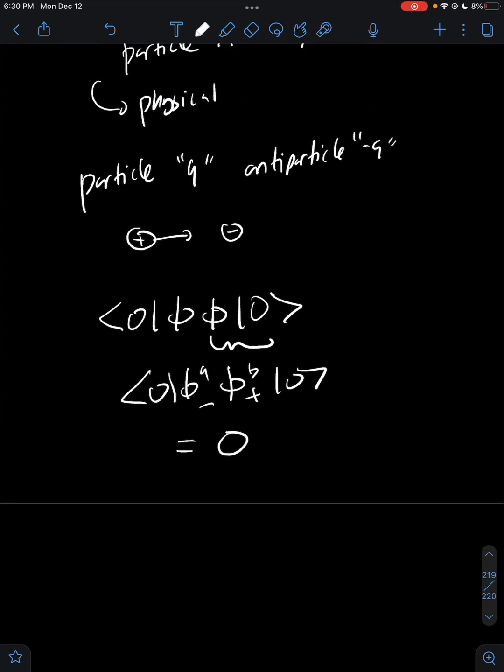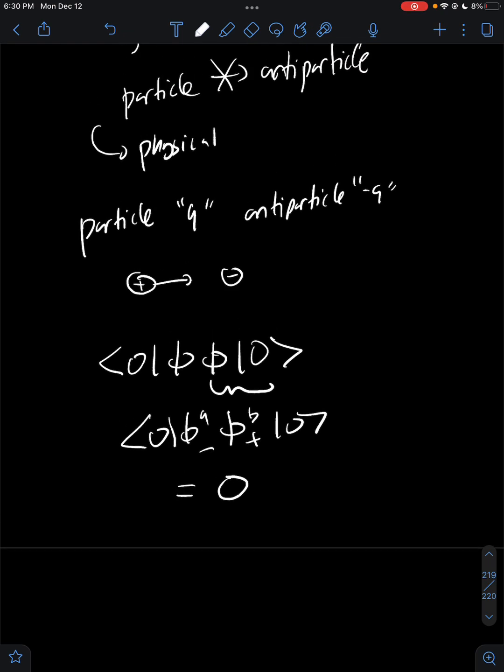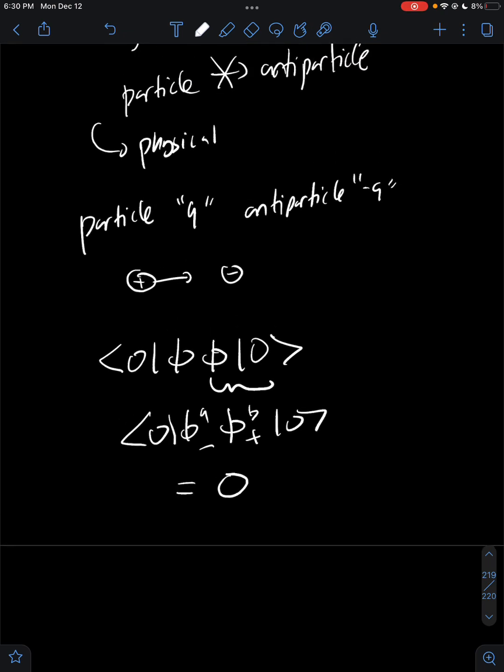This is different from the free real scalar field, because for the real scalar field, this was actually a non-zero value. This was actually our elementary propagator. But again, this is telling us that we can't have a particle changing its electric charge. So we're going to get 0.